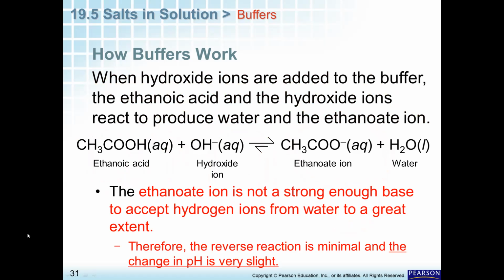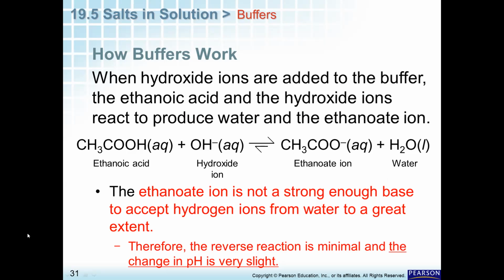Okay, so now we understand what the definition of a buffer solution is. It is a solution whose pH remains fairly constant when we add small amounts of acids and bases. What is it made from? It is made from a weak acid and one of its salts, or a weak base and one of its salts. We saw now how it works.